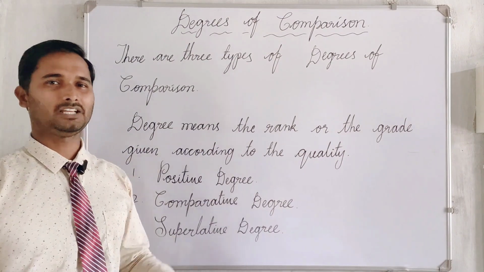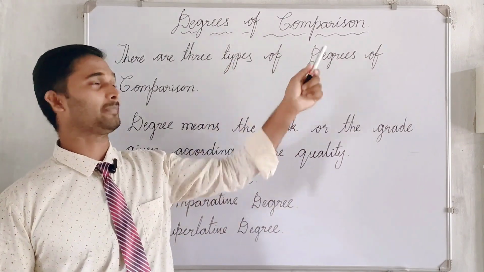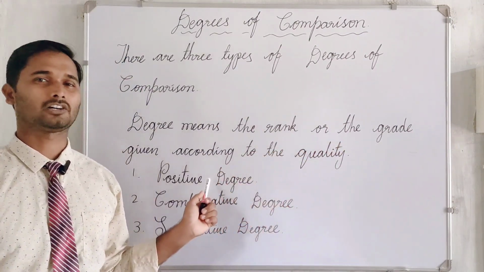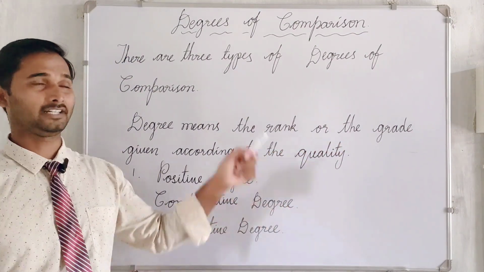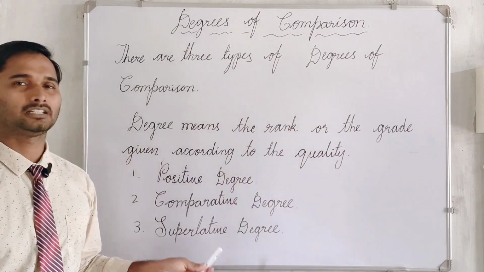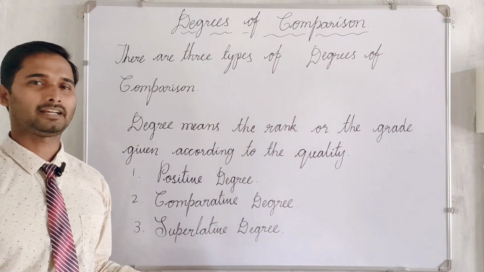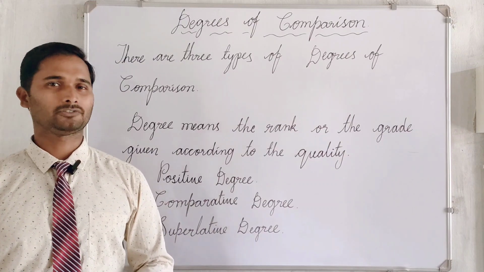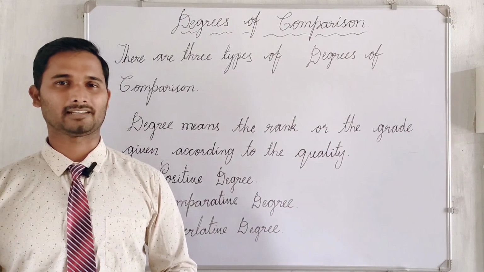Hi everyone, today we are going to learn degrees of comparison. Degree means the rank or the grade given according to the quality. There are three types of degrees of comparison. Those are positive, comparative and the superlative. We are going to learn their definitions with one or two examples and their types in detail.